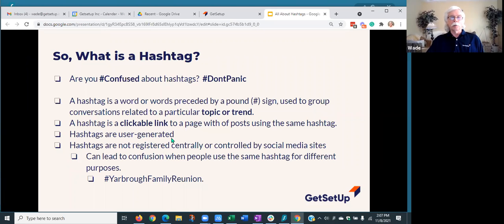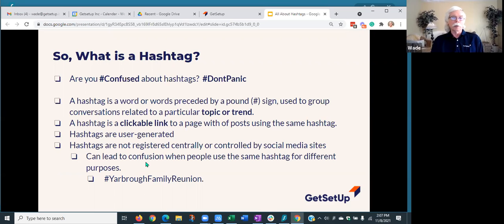Hashtags are user generated. You can come up with your own hashtags. They're not registered. There's no central registry. There's no one that controls them. Anyone can make one up, which is good, but it also can lead to some confusion because if you got multiple people using the same hashtag for different purposes, it can be a little confusing.